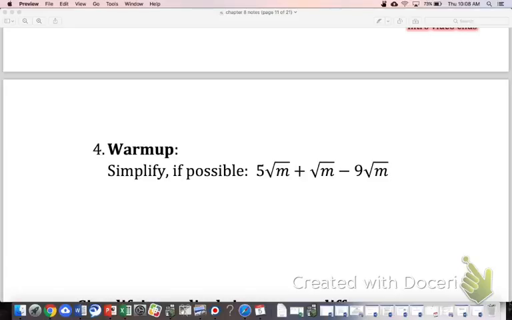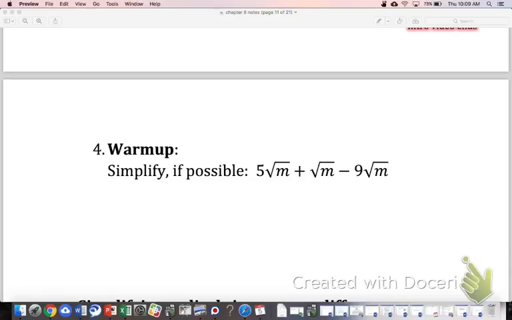You're close. What's the coefficient on the middle one? 1. So they're all like radicals, right? Like the video. So 5 plus it'd be 5 root m plus 1 root m would be how many root m's? 6. 6 of them. And so 6 minus 9 is 3. Negative 3. There you go. Okay, cool.